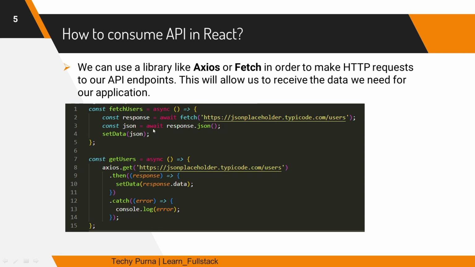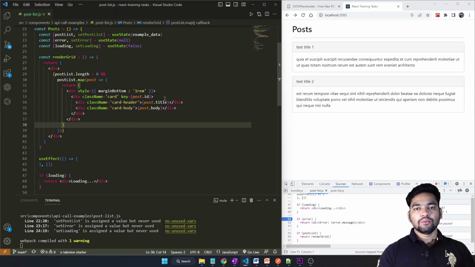Basically, it keeps fake data, and we are receiving that data and setting it to a state variable. Here we are using the Fetch library. In the second example, we are using the Axios library to fetch the data from the same API endpoint, and it gives a response, and after getting the response we set it into the state variable. Or if there is any error, we can catch that error here. Let's come to VS Code. We'll consume some API endpoint and show the data in our browser.